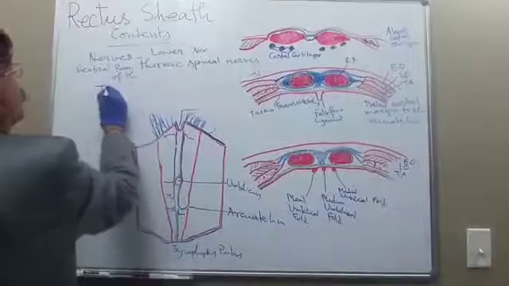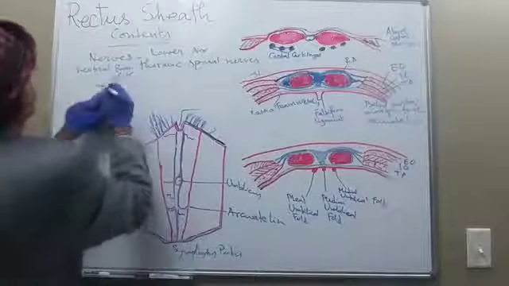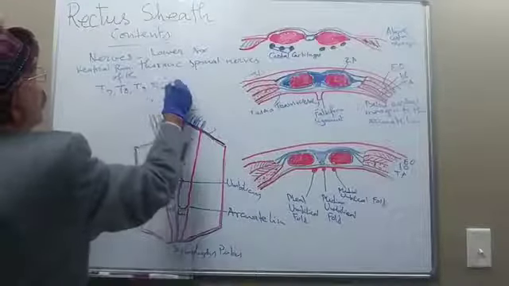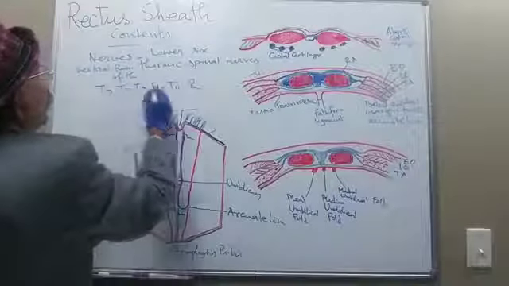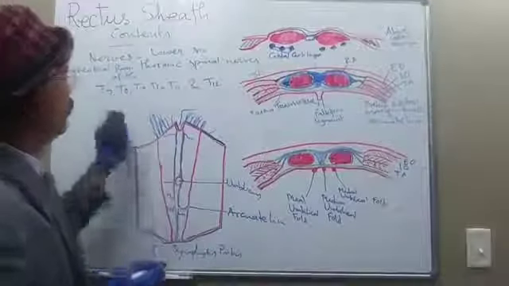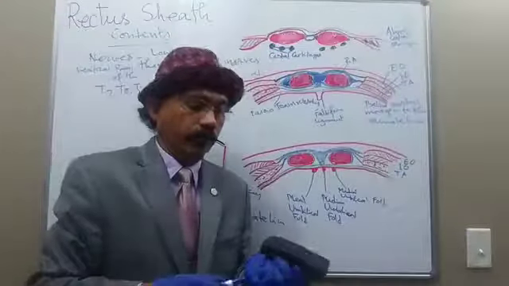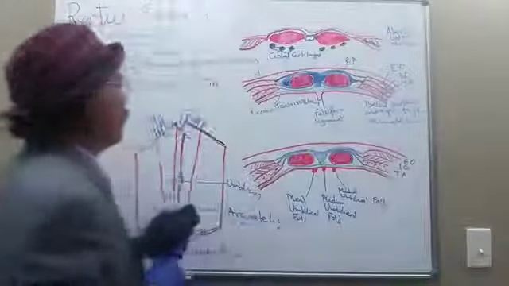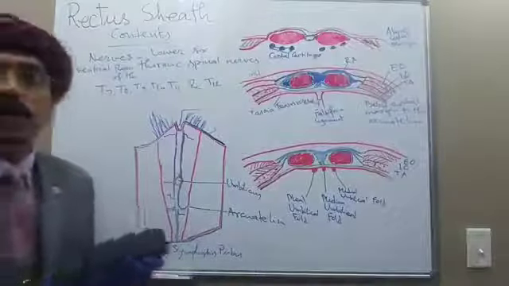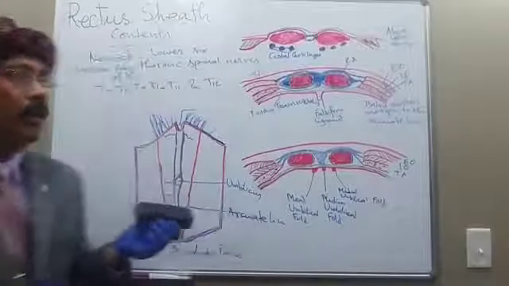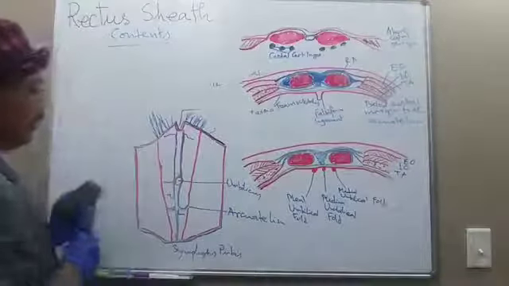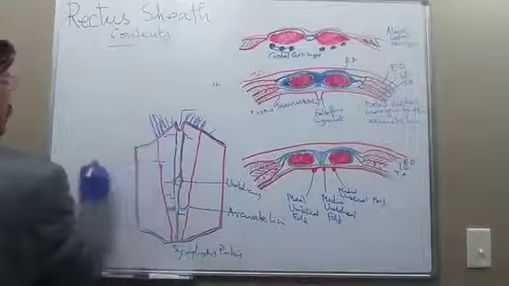Okay, T7, T8, T9, T10, T11, and T12, that is the subcostal nerve. We may get some contribution from T6 also, especially to supply the upper part of the rectus abdominis muscle. We got the nerves, we got the vessels. Now we'll go to the functions of the muscles. Okay, we have the muscle. This is the muscle, rectus abdominis muscle.